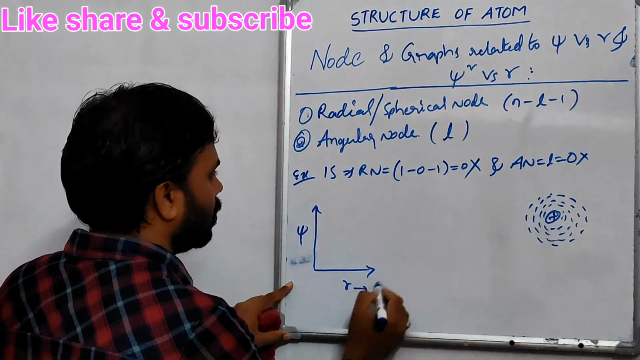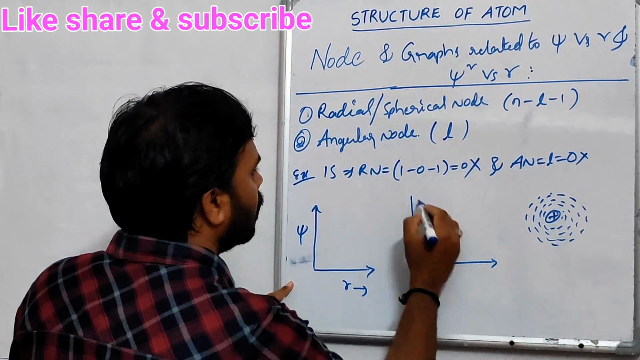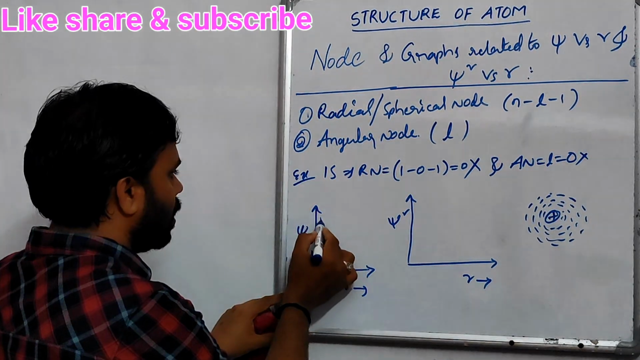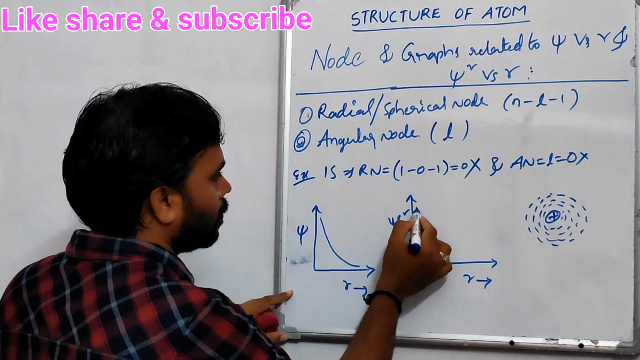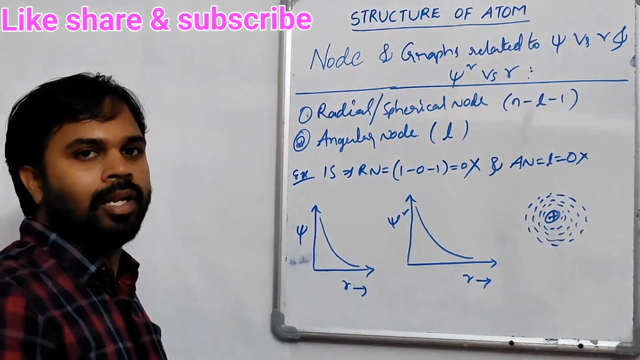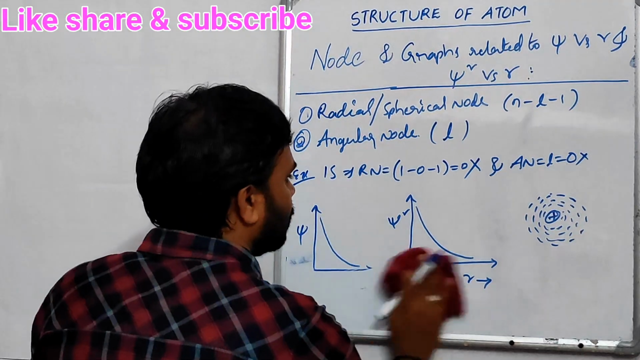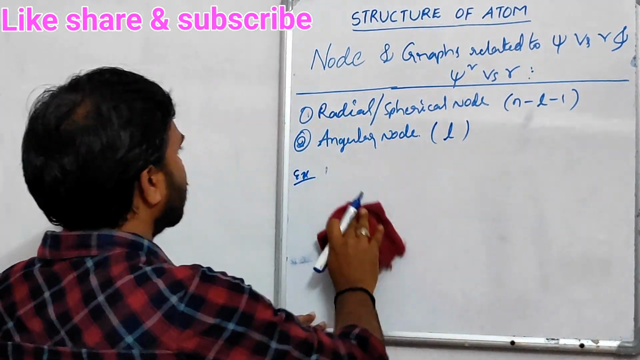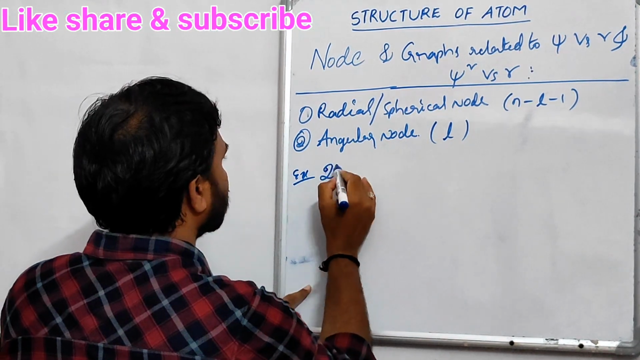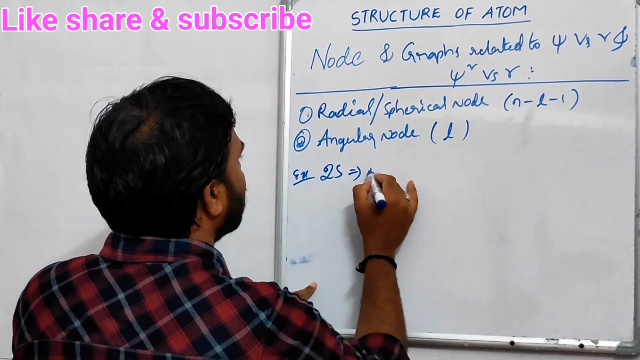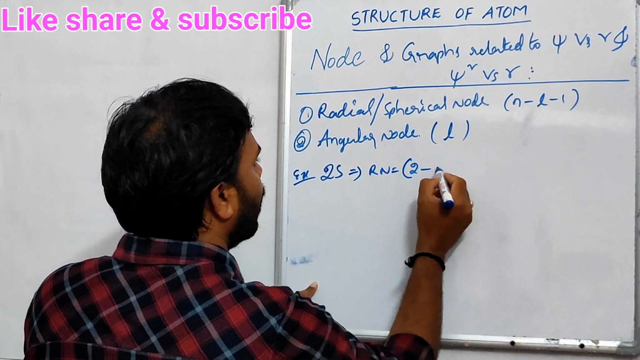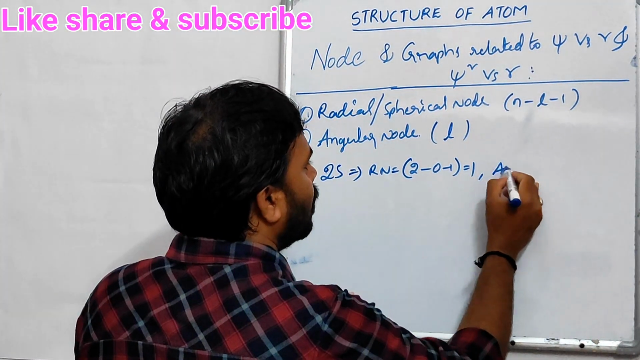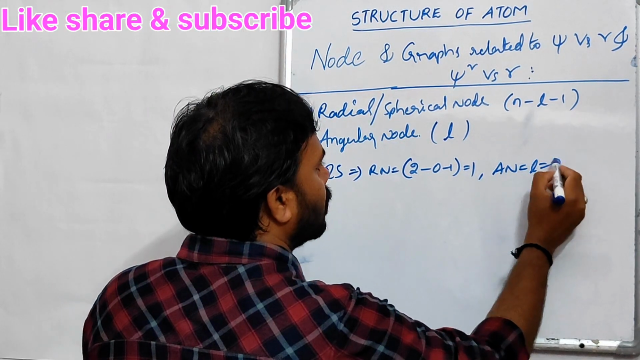Psi versus r, psi square versus r. This is the 1s orbital graph. Now come to the second example, 2s. For 2s, radial nodes is equal to 2 minus 0 minus 1, that equals 1. And angular nodes is equal to L value, that equals 0.